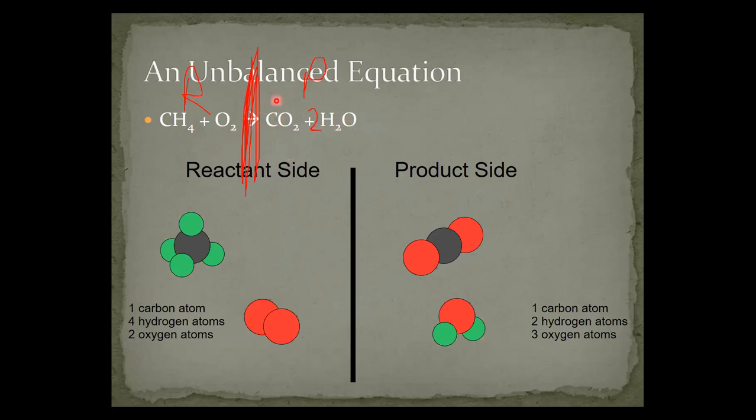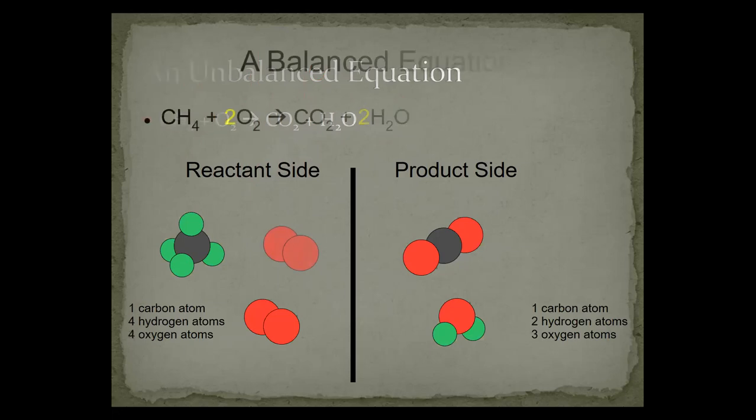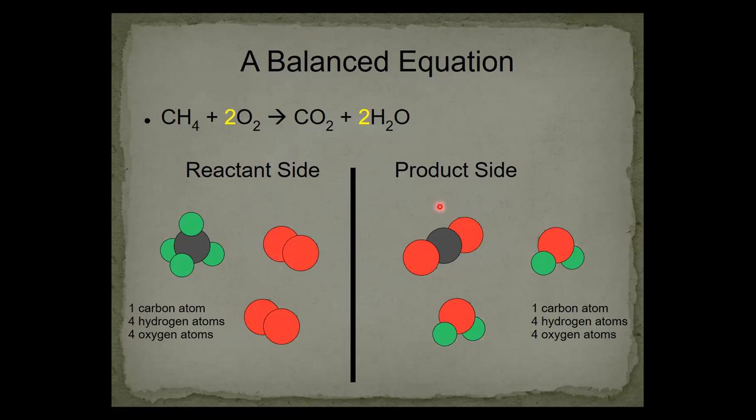But what's left? Well, my oxygens are not balanced. I only put 2 in, but there are now 4 on the product side. So what do I have to do? Well, I have to double the amount of oxygen I put in. So what I'm going to do is put a 2 here. And now what that shows me is I've got 4 oxygens on this side and 4 oxygens on that side. And so it is now balanced. Okay, and we can look at the little drawings here. 4 red circles, 1, 2, 3, 4 red circles. Those are our oxygens. 4 green hydrogens, 4 green hydrogens, 1 gray carbon, 1 gray carbon. This equation is now balanced.